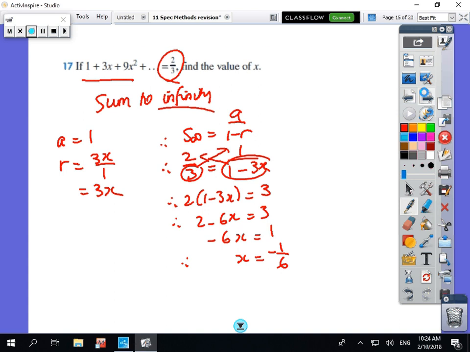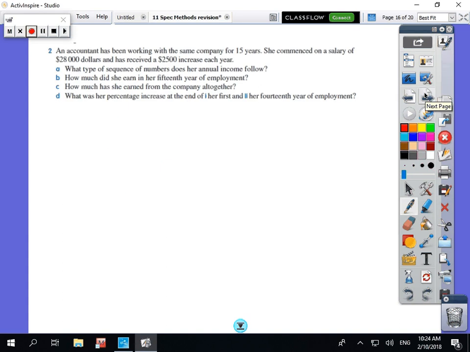Let's move on. Okay, 4 pages to go. Okay, got some word questions. An accountant has been working with the same company for 15 years. He commenced on a salary of 28,000. So she's getting an increase each year, so it's going to be an AP question. What type of sequence is it? An AP. How much did she earn in the 15th year? How much has she earned from the company altogether? Assuming, I suppose, it's 15 years. What was her percentage increase at the end of her first and her 14th? Okay, because it's going to be a different percentage because it's a different base. Okay, so have a go.